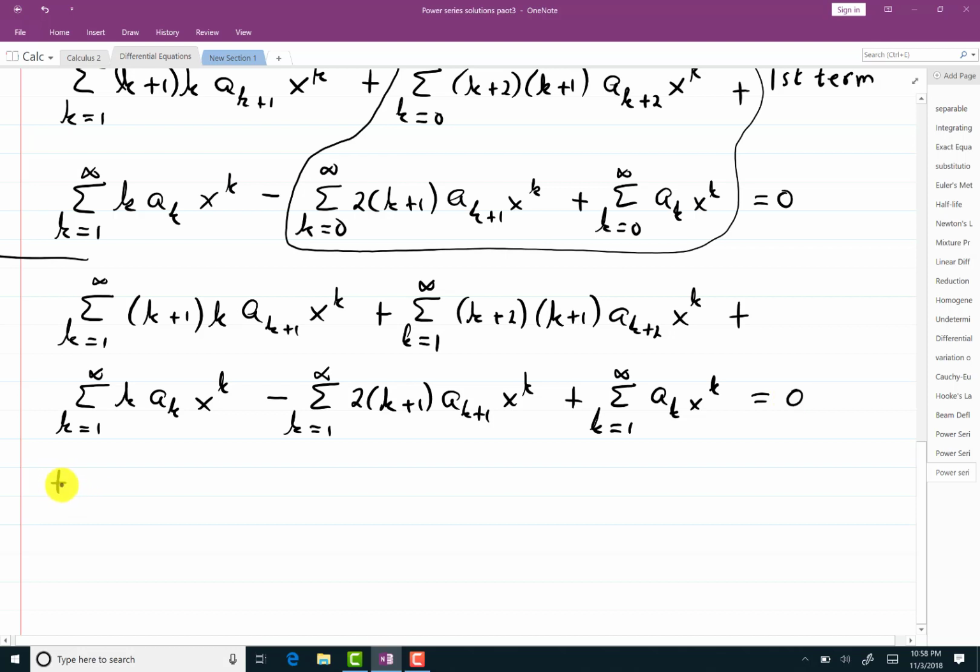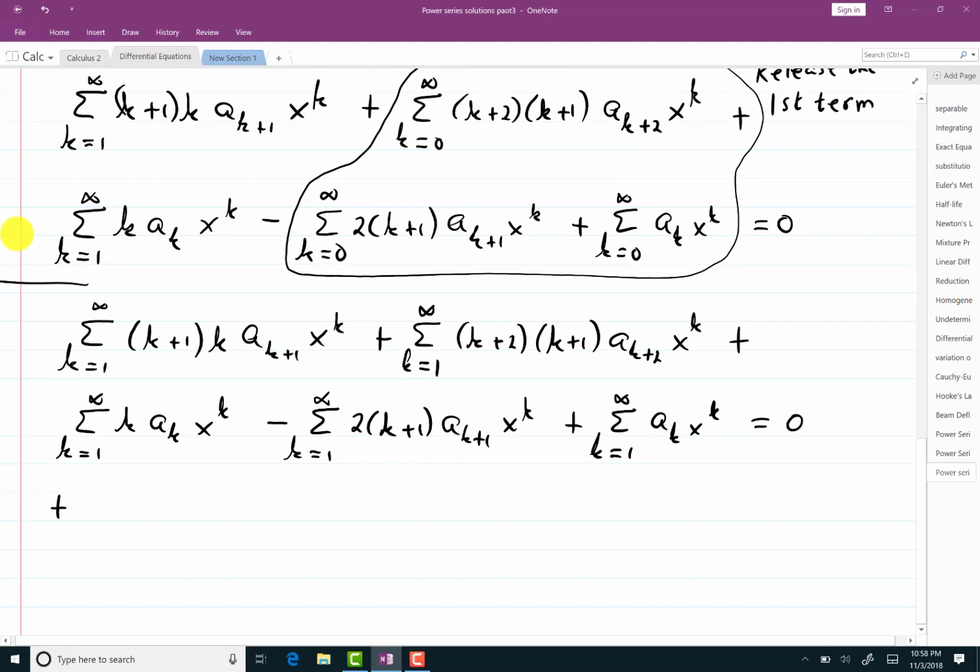I forgot to release the terms. Let me go ahead and release them now. When k is equal to 0, I'll have 2 times 1 a sub 2 x to the 0. So I'll have 2 times 1 times a sub 2 x to the 0. For this piece here, I'll have 2 times 1 a sub 1 x to the 0. And then finally, releasing the first term from this leaves me with a sub 0 x to the 0. Of course, all this stuff equals 0.